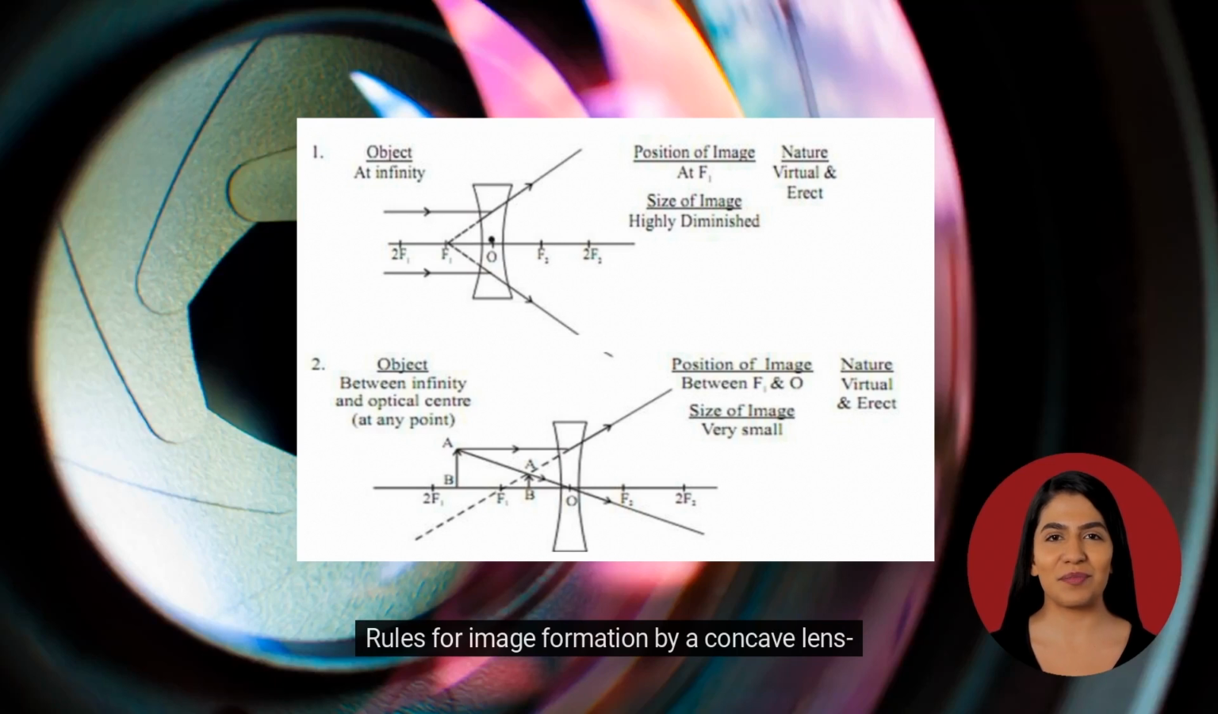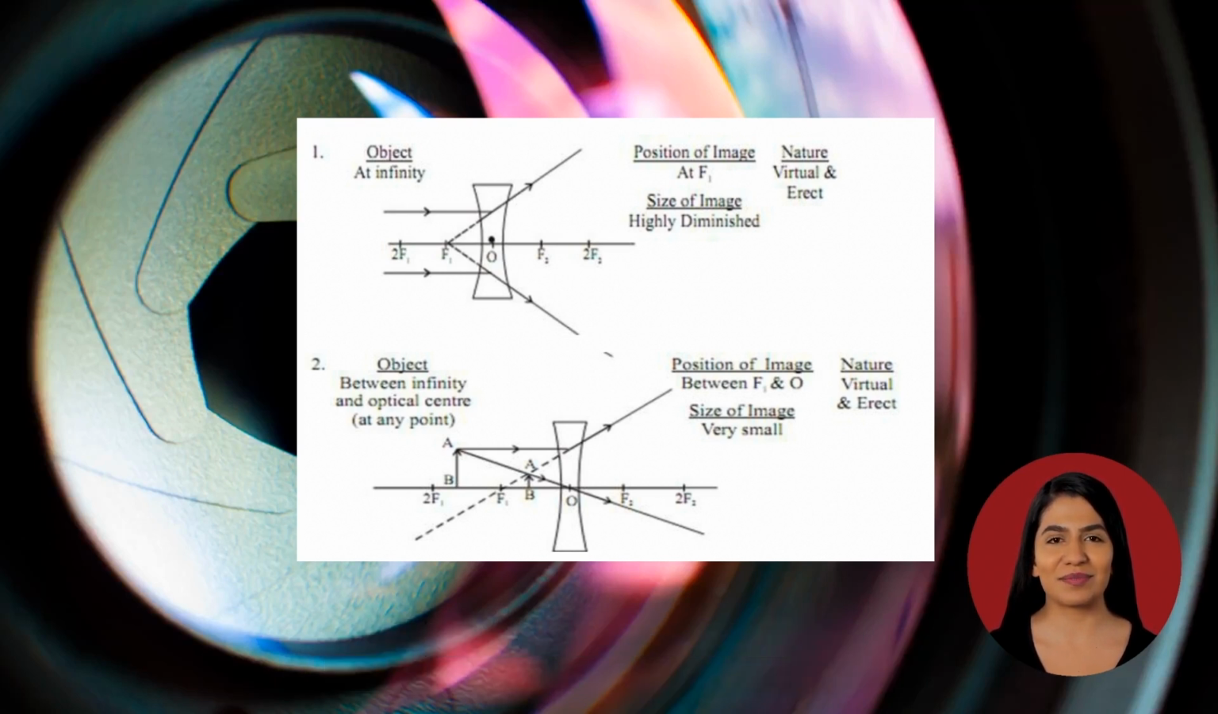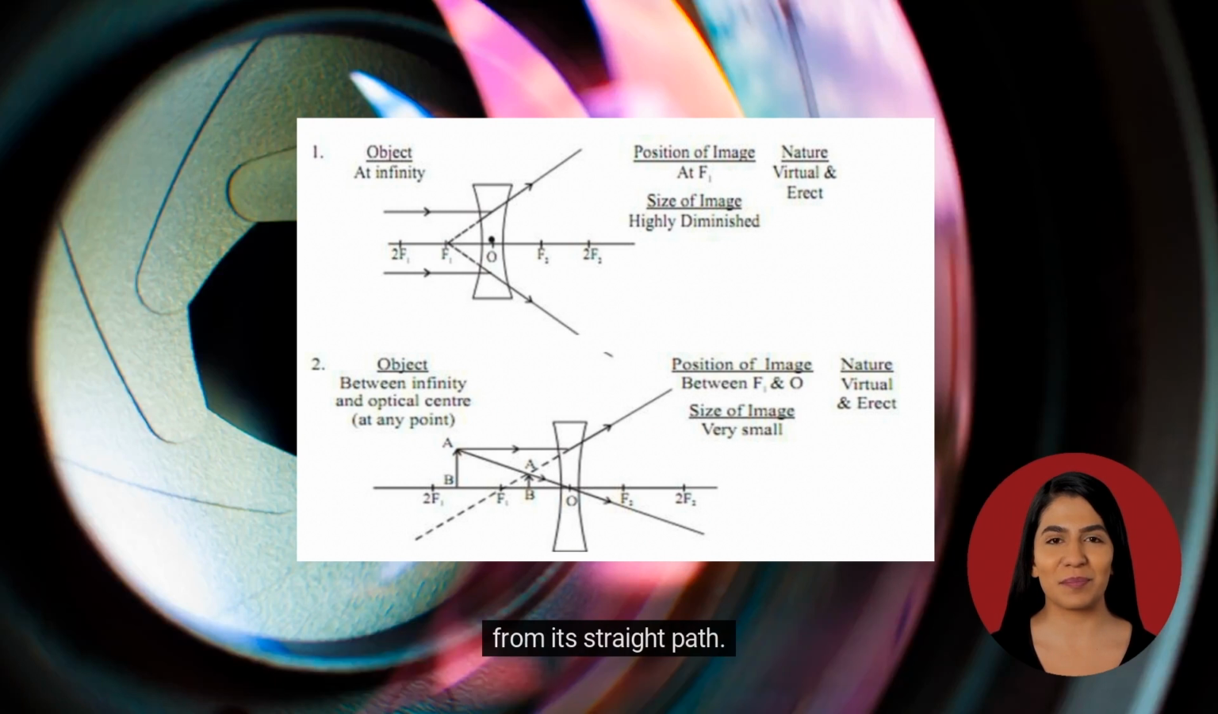Rules for image formation by a concave lens. An incident ray parallel to the principal axis of the concave lens appears to be coming from its focus after refraction through the lens. An incident ray passing through the optical center of a concave lens goes straight without any deviation from its straight path.